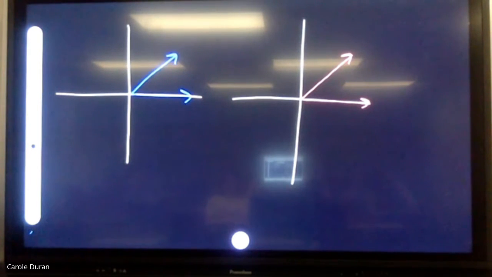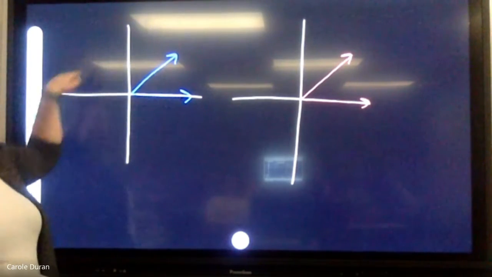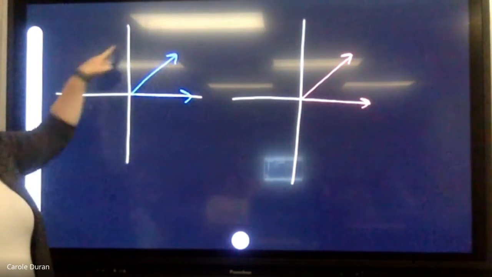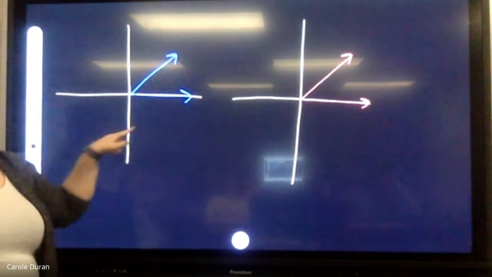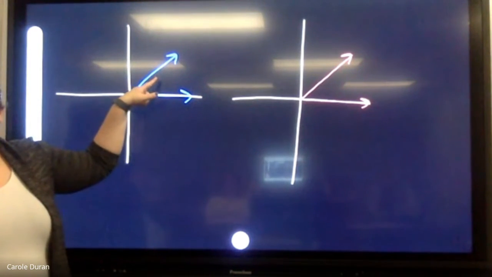Am I limited to only going around this coordinate plane once? So can I only have a measure that's less than 360 degrees? No. I could complete as many trips around the circle as I wanted to. And every time I do, it adds 360 to my angle measure.